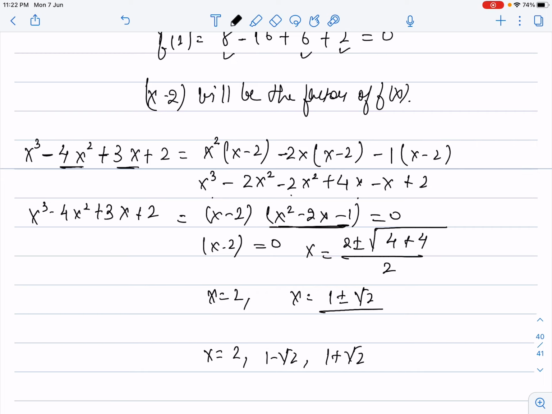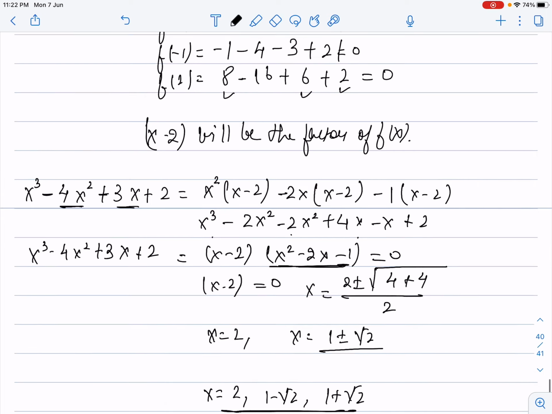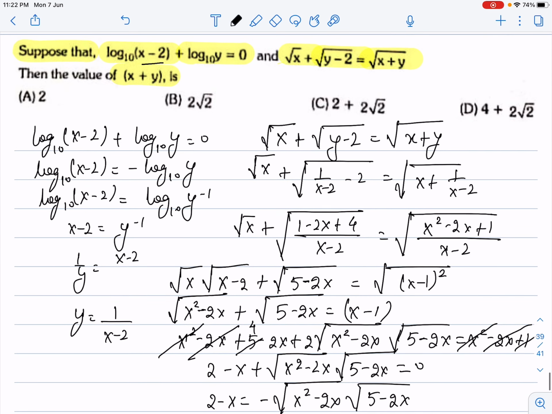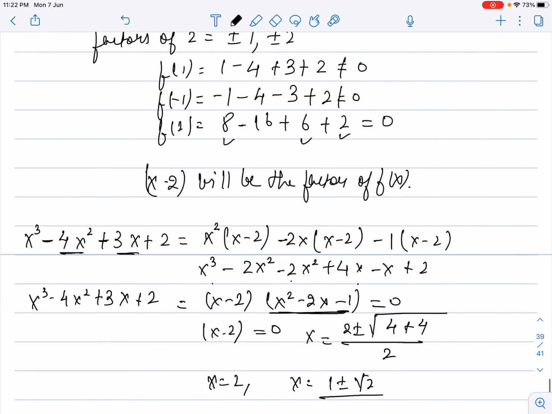Now guys, the most important thing we would have to take care of is that log is there, log of x minus 2 is there and log of y is there. So x minus 2 should be greater than 0 and y should be greater than 0. That means x should be greater than 2. So let's see whether we are getting an x value greater than 2 or not.